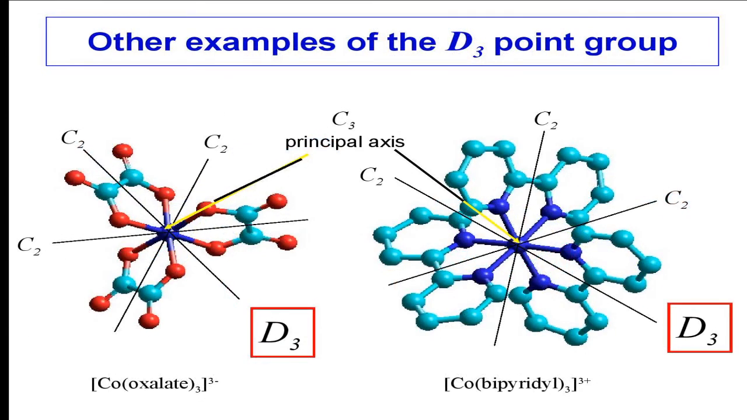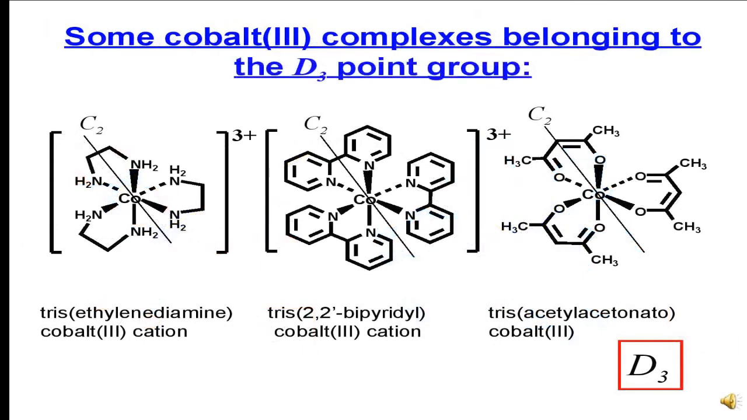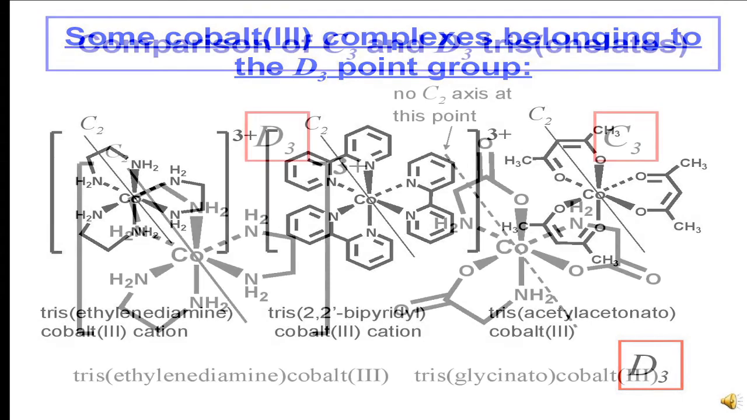Other examples of D3 molecules are most coordination complexes; they mostly come under this type of classification, D3. You see here the tris ethylenediamine cobalt(III) cation, tris 2,2'-bipyridyl cobalt(III) cation, and tris acetylacetonato cobalt(III) cation. All these come under the D3 point group.